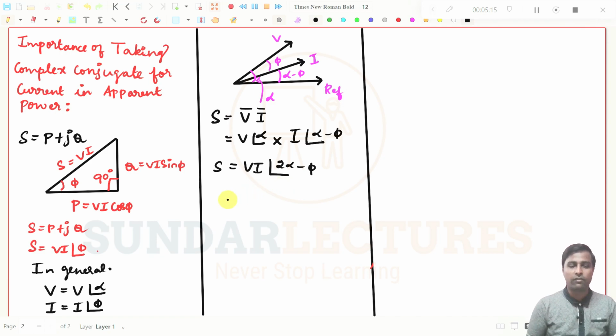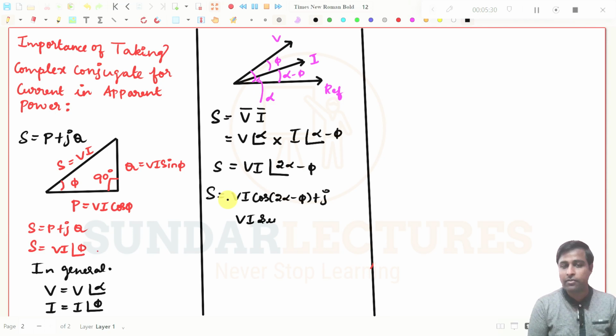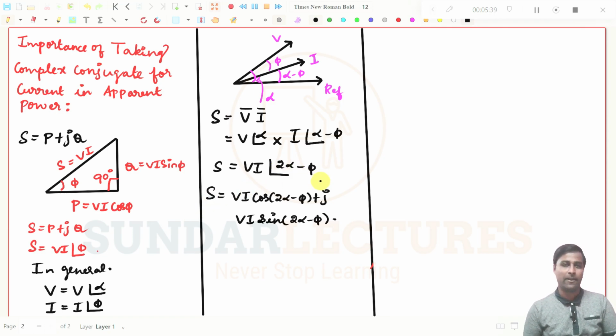In the complex form, this will be VI cos of 2 alpha minus pi plus j VI sin of 2 alpha minus pi. This is not at all the correct answer, right? We should not get an angle of 2 alpha minus pi, and that is a wrong answer. Now what we will do, maybe I will take a different color to explain to you.